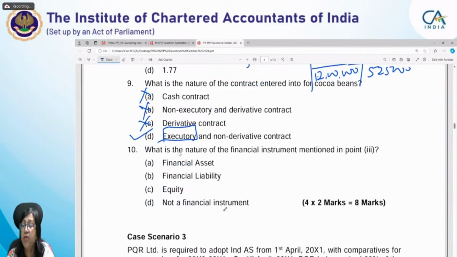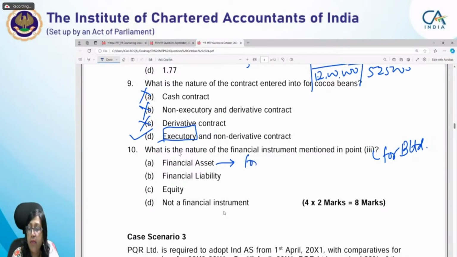What is the nature of the financial instrument mentioned in point 3 for B Limited? Now, because the scenario is from the perspective of DEF Limited, what will be the nature of the financial instrument? In that case, when I'm investing in any preference shares, my investment is there. Investment is always an asset. But in that case, it will be for DEF Limited.